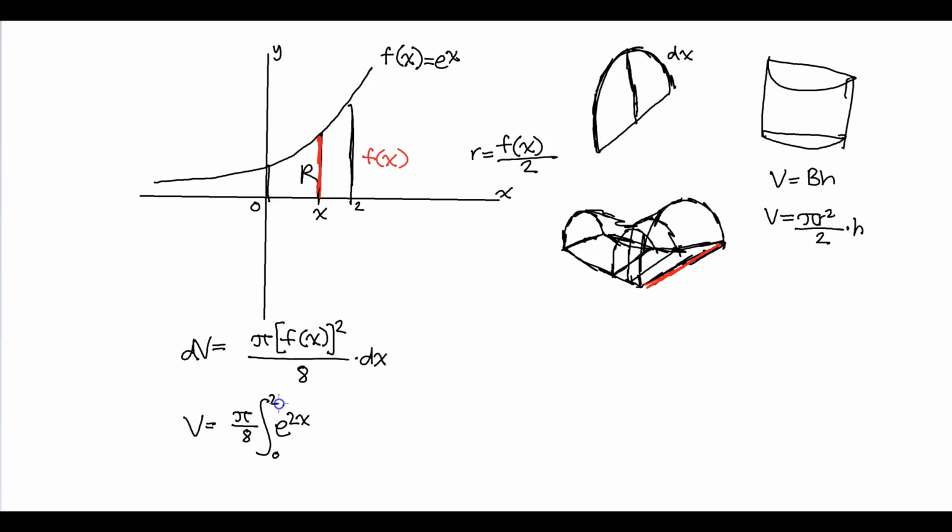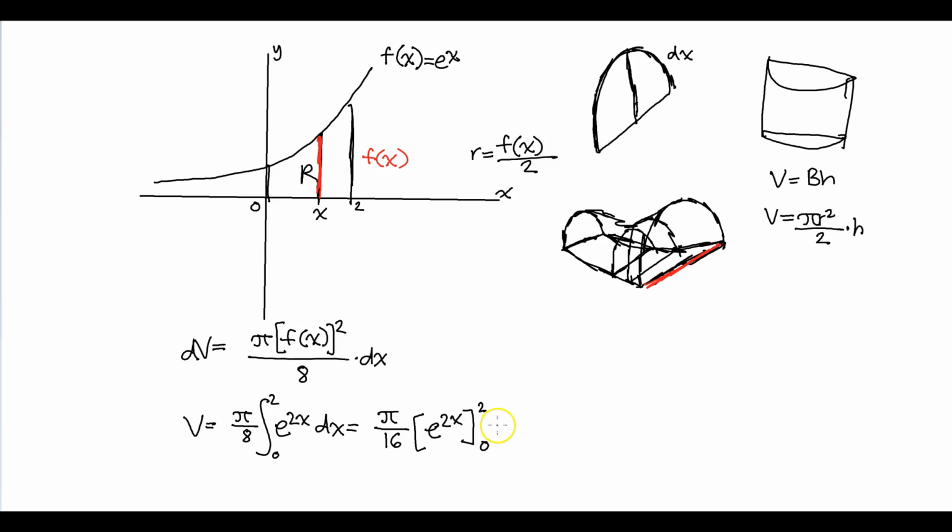0 to 2, e to the 2x dx. And if you were to integrate this, you would get pi over 16. Okay, you have to introduce it by multiplying it by 1/2 times e to the 2x. So we basically took this 1/2 that used to be over here and brought it outside, since it's a constant. So it's basically factoring.